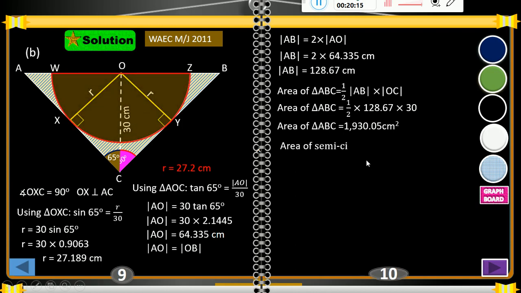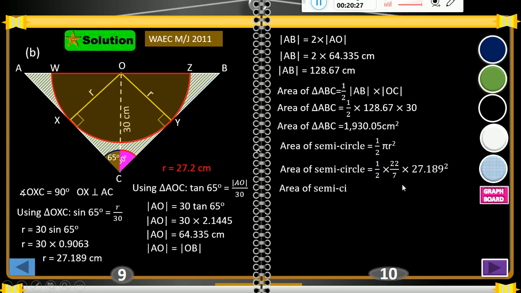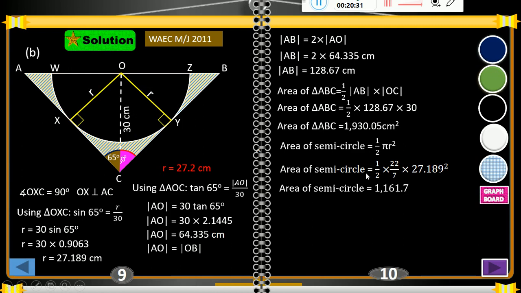And the area of the semicircle also we are going to get. The area of that semicircle will be given as half times pi r squared. Remember, pi r squared is the area of a circle, then divide that by 2. We substitute the values: this is the radius of the circle and this is pi. Using a calculator to simplify this, we are going to have 1161.7 centimeters squared.